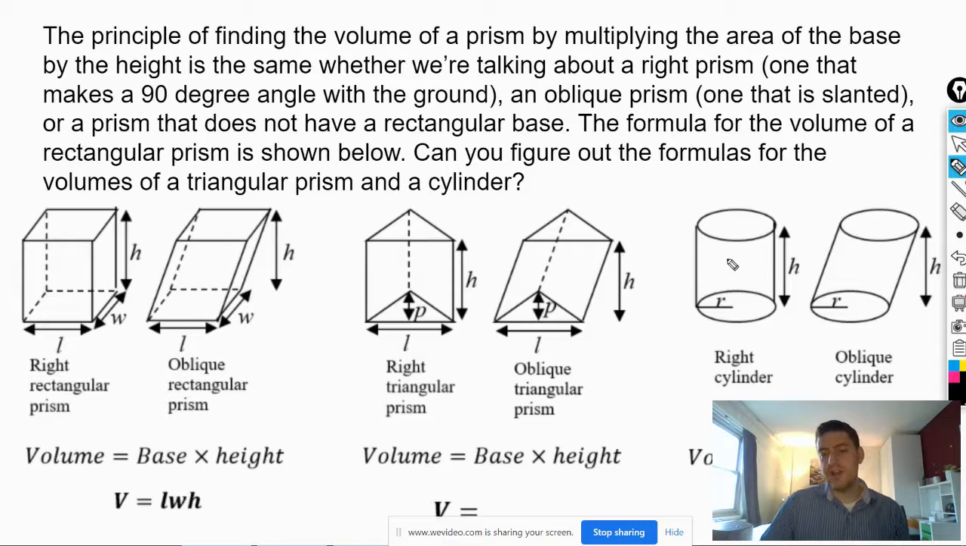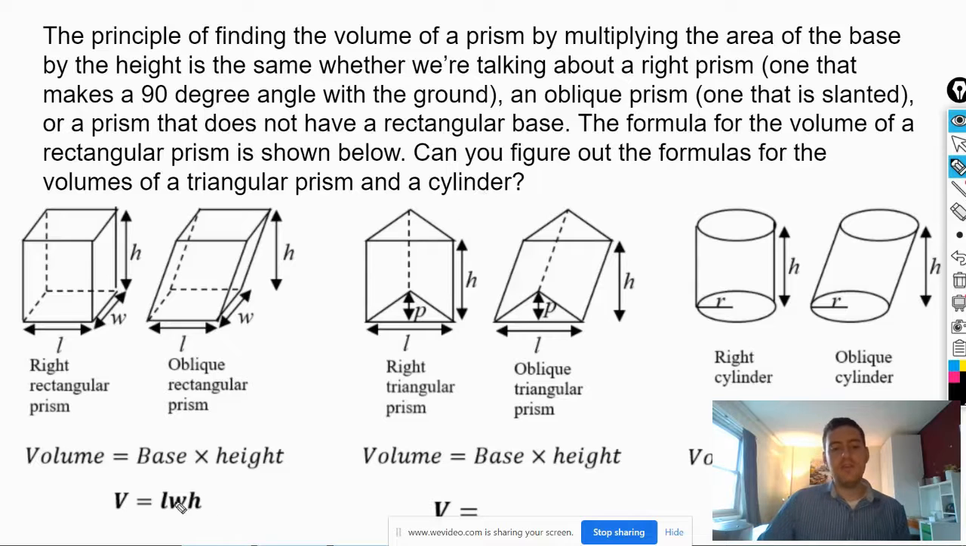These are cylinders. This would be a right cylinder. This is an oblique cylinder. It's technically not a prism because if you remember earlier in the video, I said that to be a prism, the faces would have to be parallelograms, not curved like a cylinder here. But you would find the volume of a cylinder in the same way as any prism. You just find the area of the base and multiply it by the height. Okay, so knowing that, can you figure out the formulas for the volumes of a triangular prism and a cylinder?